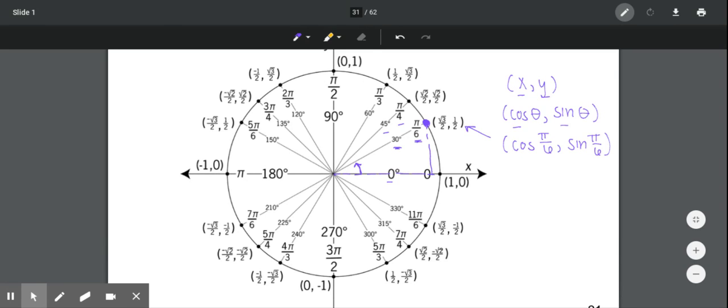Okay, so the cosine value is your x-coordinate. So the cosine would be root 3 over 2. And the sine is your y-coordinate. So the sine is 1/2. So when they ask for exact values for your trig functions, we're actually looking for all of these exact values at these points. Okay, lots of different ways to memorize it.